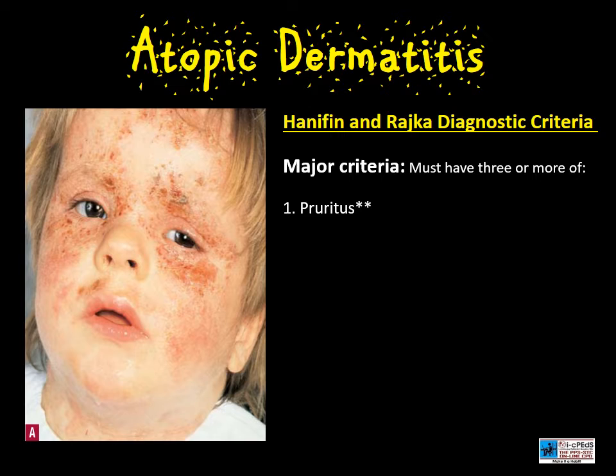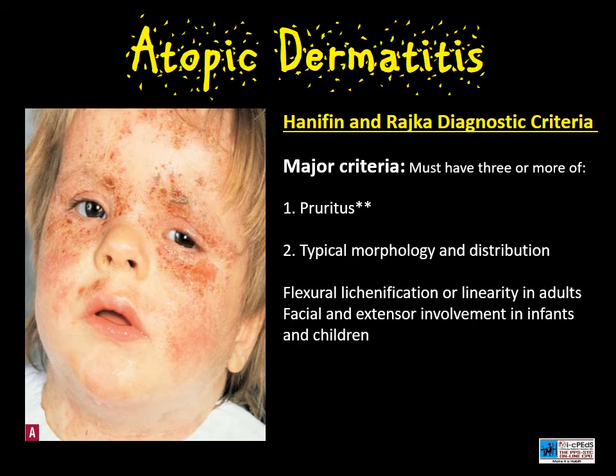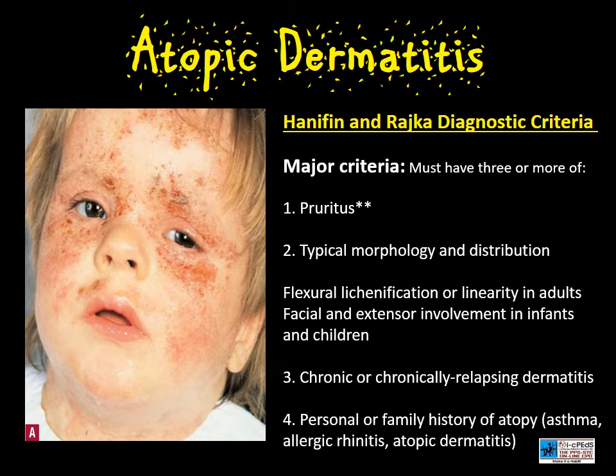Major criteria should include 3 or more of the following: pruritus, typical morphology and distribution, which includes flexural lichenification or linearity in adults, or facial and extensor involvement in infants and children, chronic or chronically relapsing dermatitis, or personal or family history of atopy such as asthma, allergic rhinitis, or atopic dermatitis.